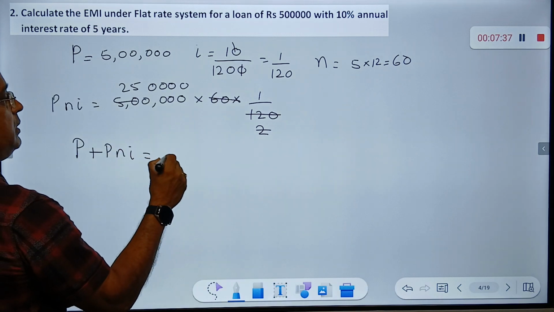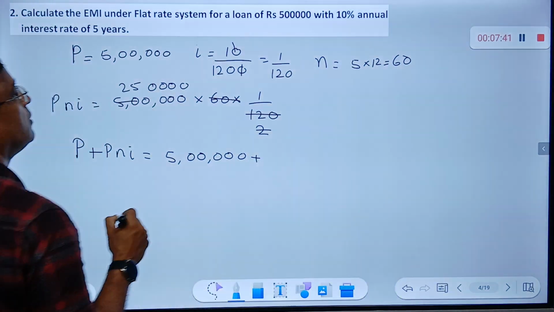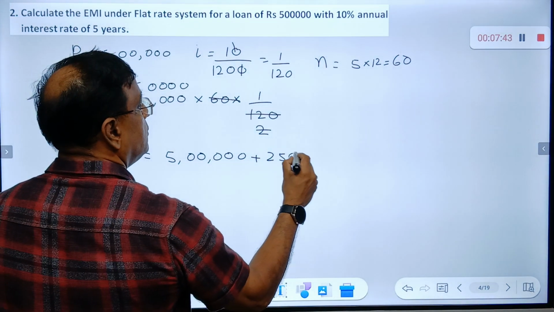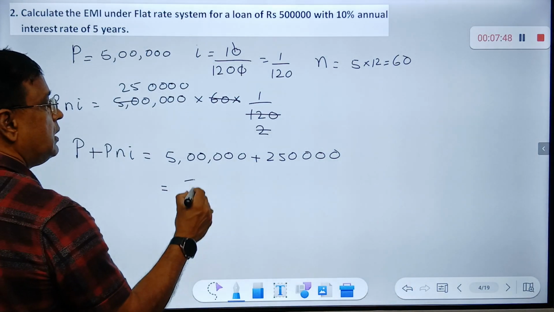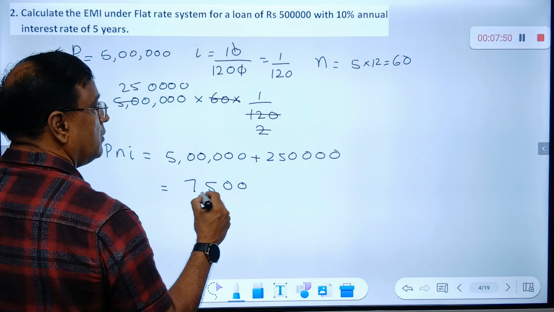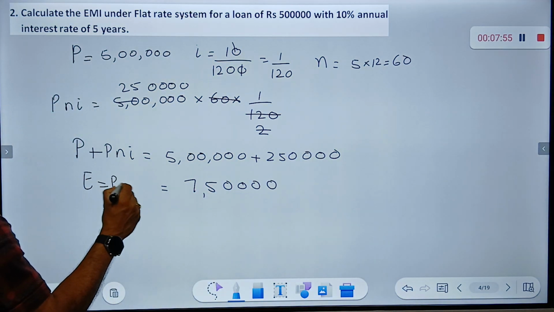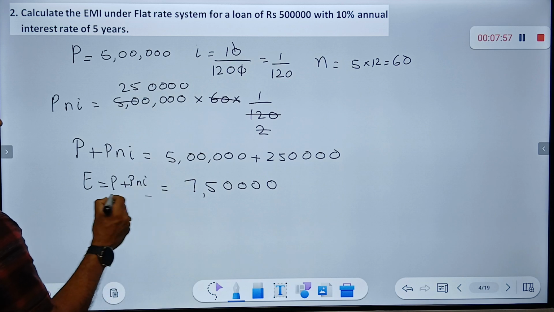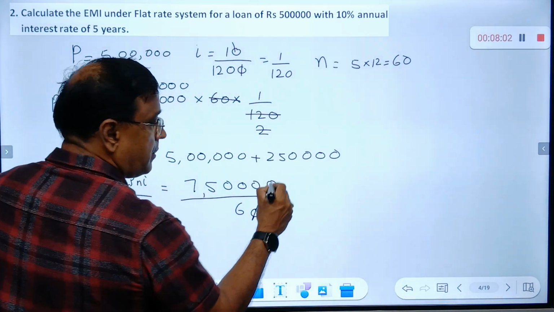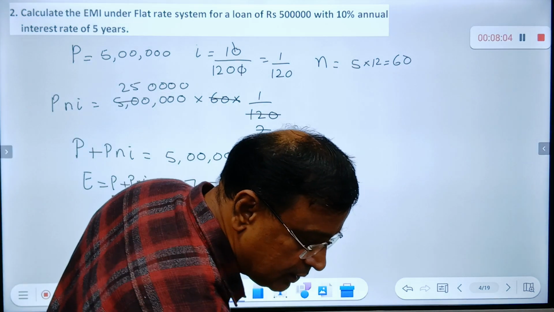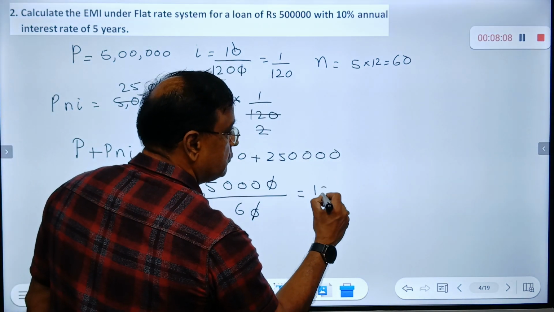So what is P plus PNI? P plus PNI will be 5 lakhs plus 2,50,000. So if you add all this, what do you get? 7,50,000. And EMI is P plus PNI divided by N. N is 60. So if you divide this, what do I get? I get 12,500.